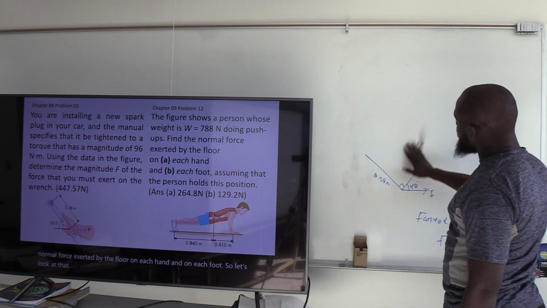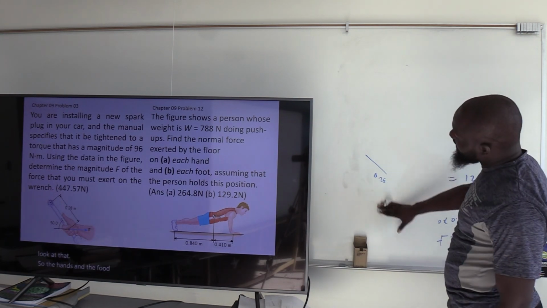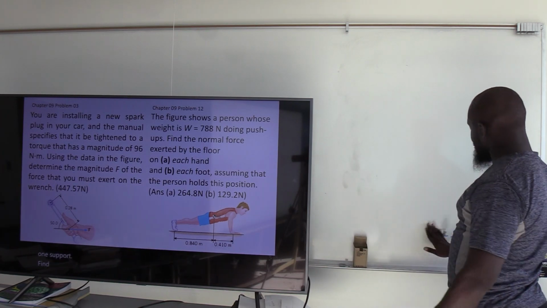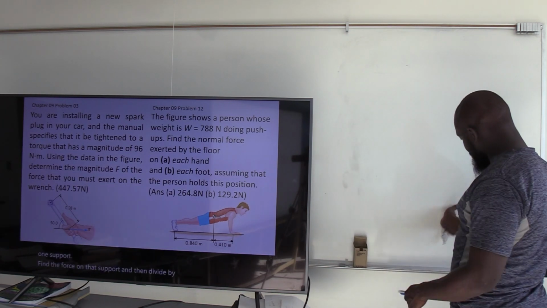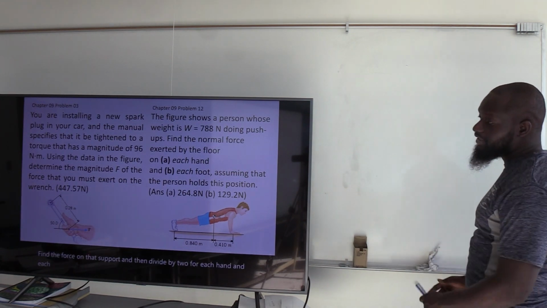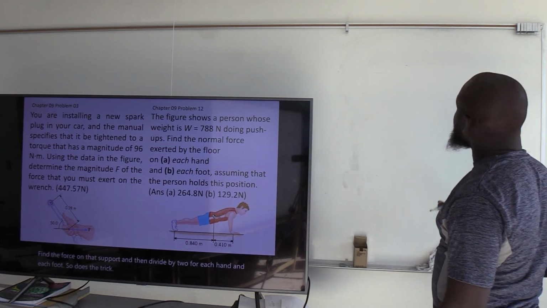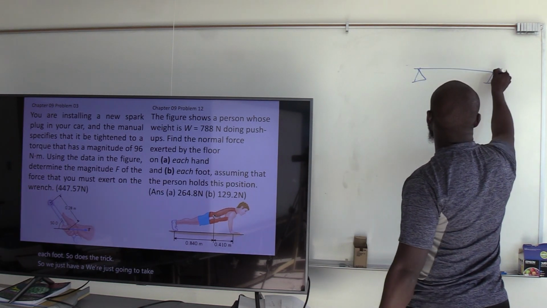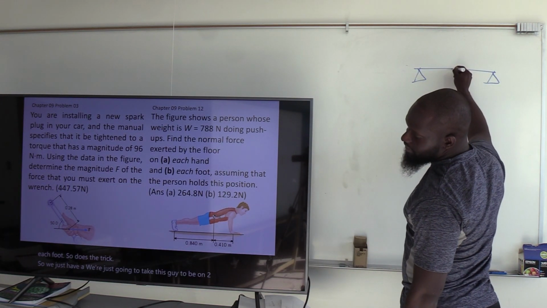So the hands and the foot are the support. So we're going to take them as one support, find the force on that support, and then divide by 2 for each hand and each foot. So that's the trick. We're just going to take this guy to be on 2 supports. Okay. So we have the center of gravity here.